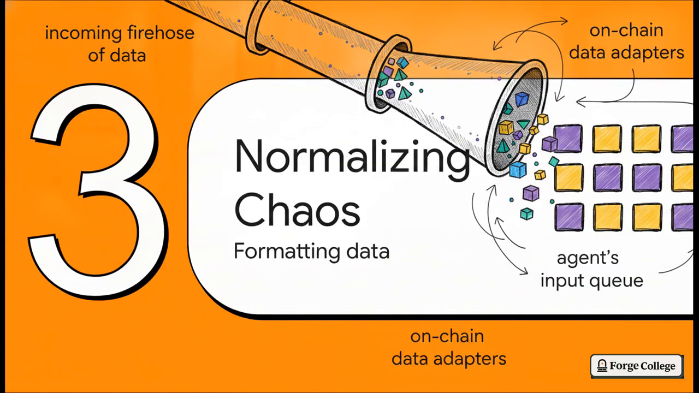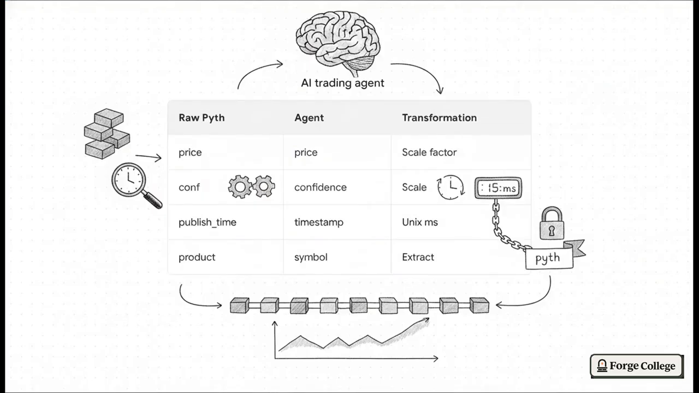Section 3, normalizing the chaos, formatting data. Now, subscribing to the feed is only half the battle, right? We still have to format this incoming fire hose of data perfectly for our agent's input queue. And this brilliantly illustrates exactly how we do it.